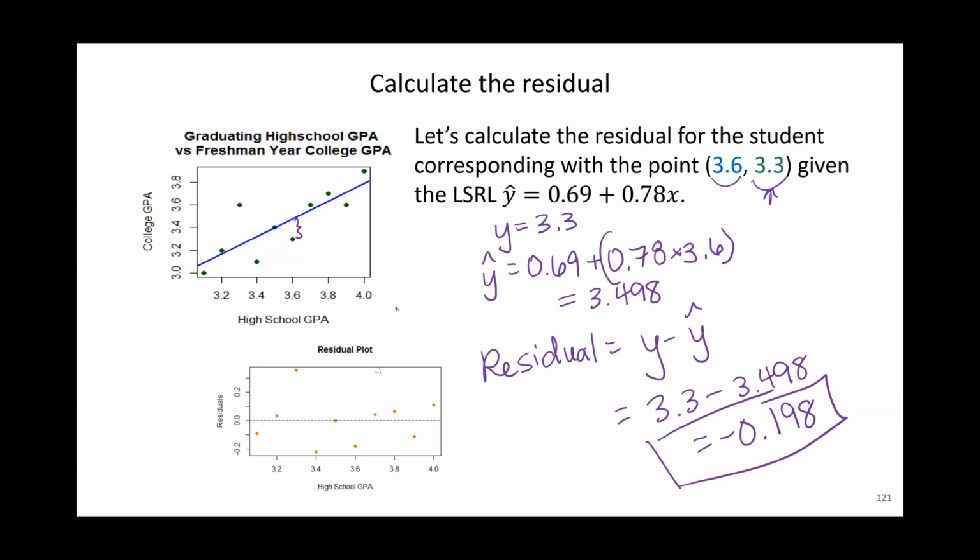So looking here, here's my residuals plot. If I look here, here's my high school GPA, and this would line up with about negative 0.198. It's going to be really, really close to that negative 0.2. So just illustrating there. That's my residual.